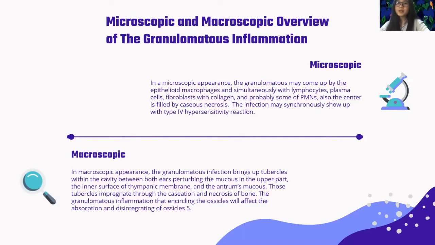Macroscopically, the granulomatous infection brings up tubercles within the cavity of the middle ear, affecting the mucosa in the upper part, the inner surface of the tympanic membrane, and the antrum mucosa. Those tubercles will fill with caseation and necrosis of the bones. The inflammation around the ossicles will also affect the absorption and disintegration of the ossicles. That's all from me. Next will be dealt with by my friend. Thank you.